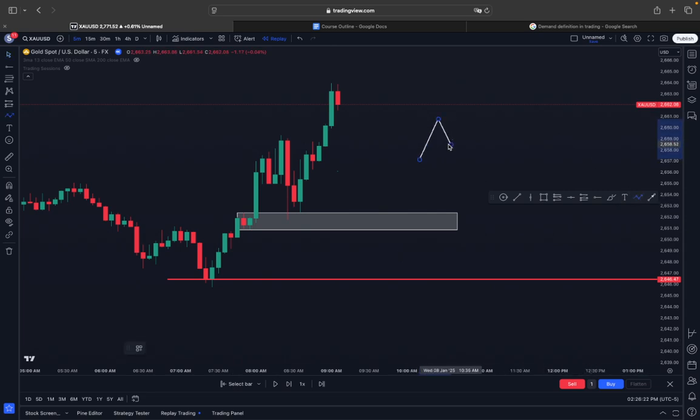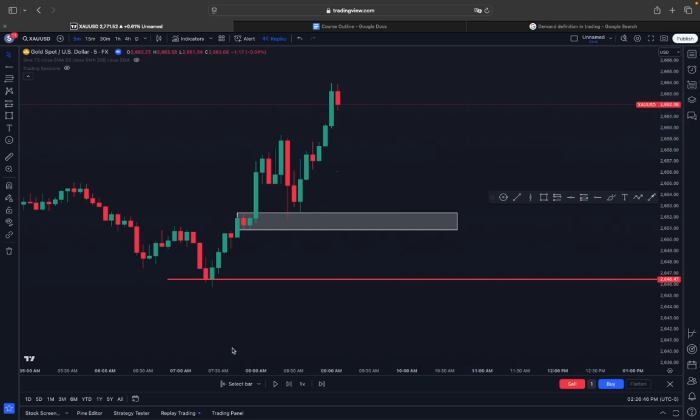Higher high, higher low, higher high. These higher lows have demand zones, which the price retraces to, taps into, and then keeps pushing up. Now, we don't know when these movements will happen.